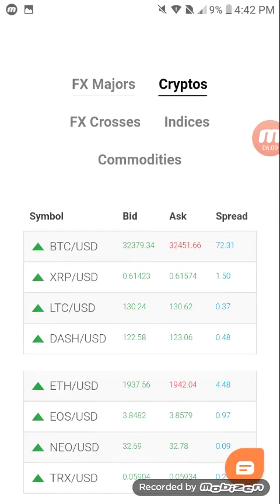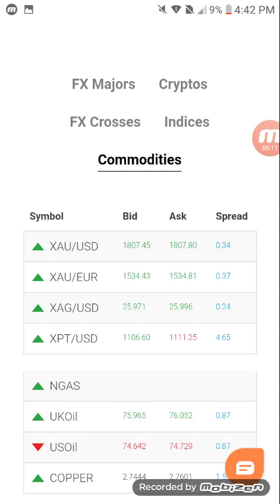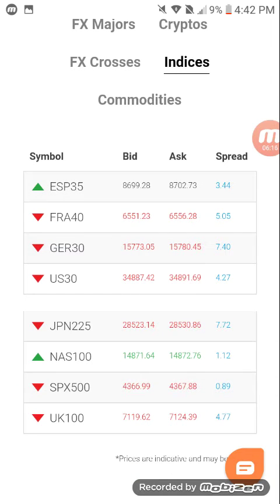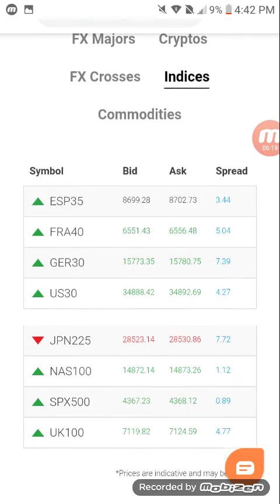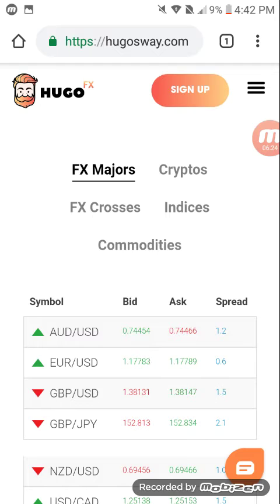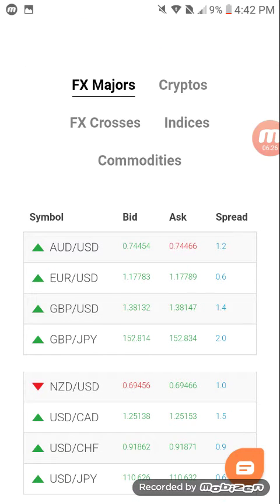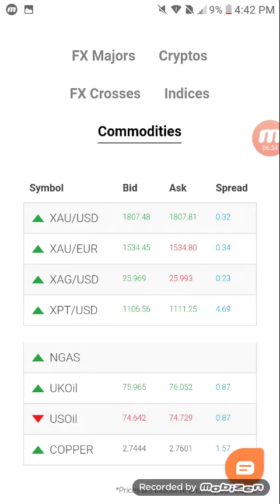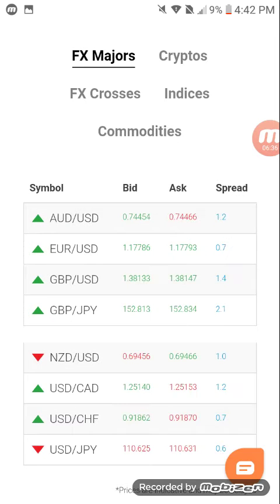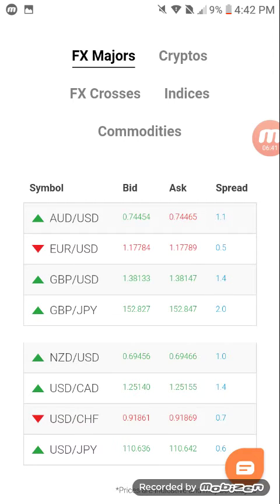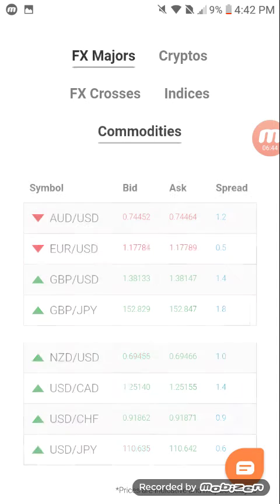as far as cryptos and commodities and stocks are concerned, these are stocks right here. Even the stock spreads are still way larger than the FX major pairs. So out of all these, the major pairs, the regular currency pairs, their spreads are the tightest compared to all the other commodities and cryptos. Gold, even from the spread 1.2 to 0.29, that's still a big spread, that's still a big spread.